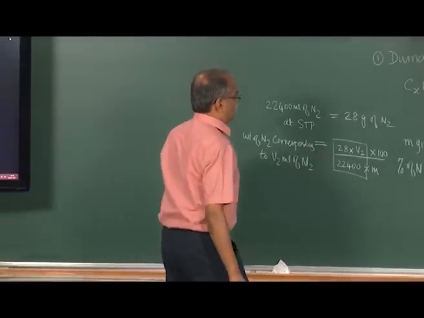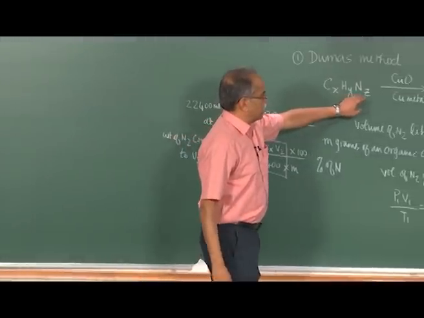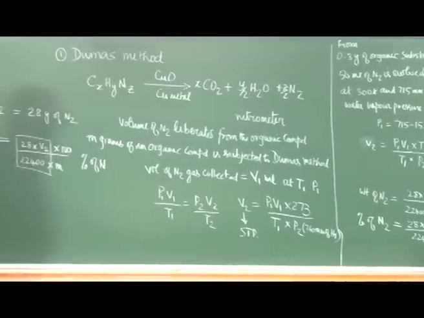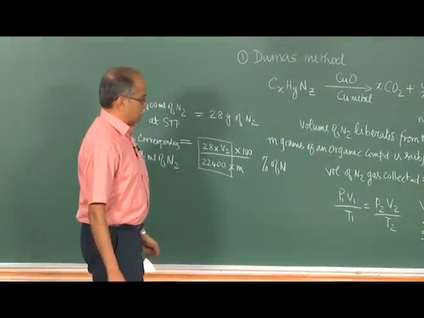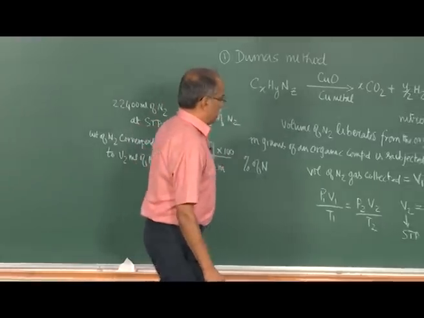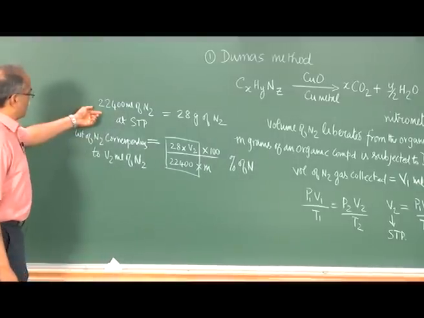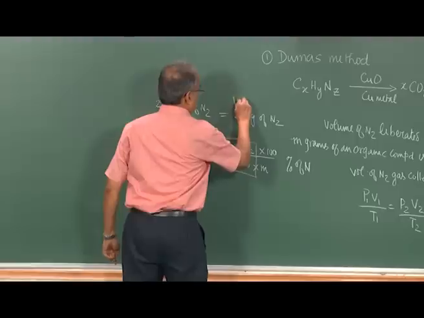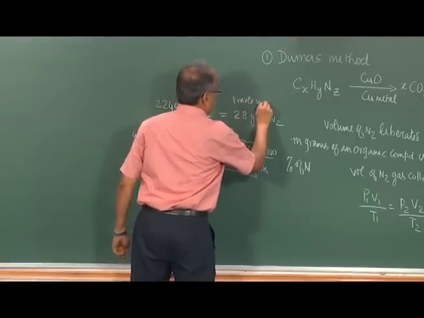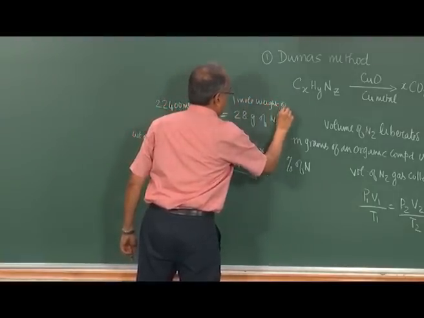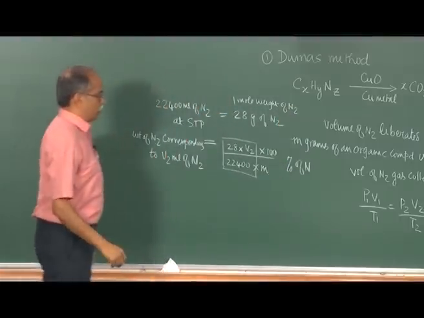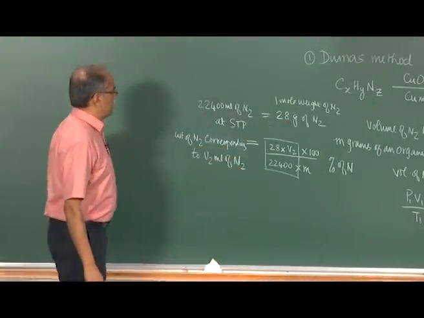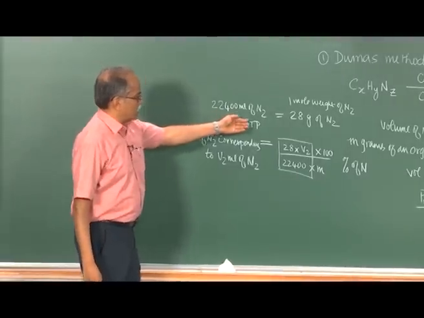So, I hope the basic principle is clear. The nitrogen present in the organic compound is completely converted into N2 nitrogen gas, and the volume of gas measured at a particular temperature and pressure is converted into standard temperature and pressure. And from the Avogadro volume, for example, 22,400 milliliters of nitrogen corresponds to 1 mole weight of nitrogen. Nitrogen has an atomic weight of 14, so N2 would correspond to 14 plus 14, which is 28 grams. So, this volume of nitrogen we know is 28 grams.